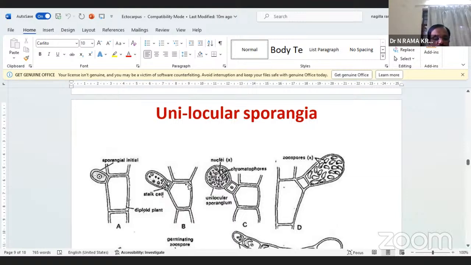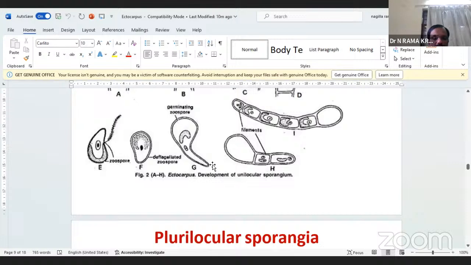The single large diploid nucleus of the developing sporangium divides by meiosis to produce four haploid daughter nuclei, which again divide by mitosis, resulting in the formation of 32 or more, up to 64 nuclei. At maturity the cytoplasm is cleaved into as many pieces as the number of nuclei.